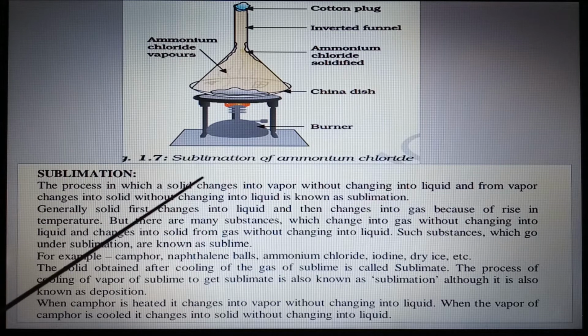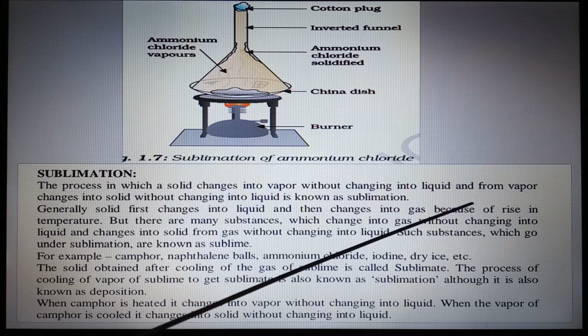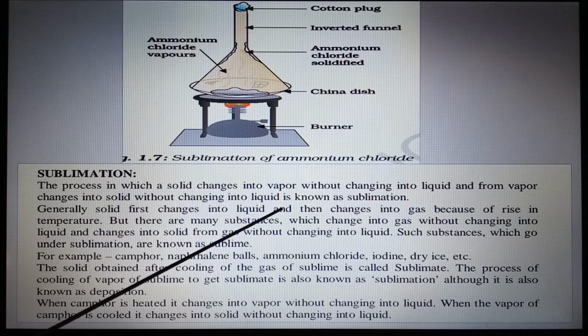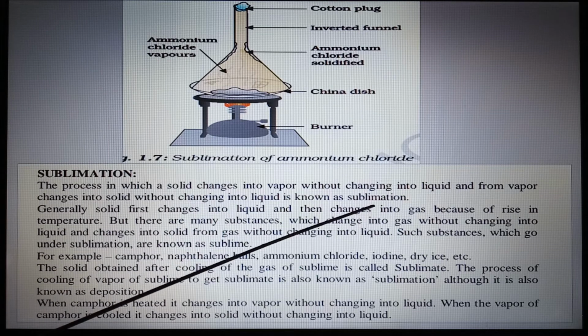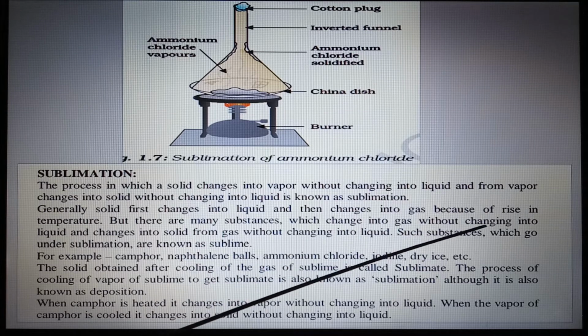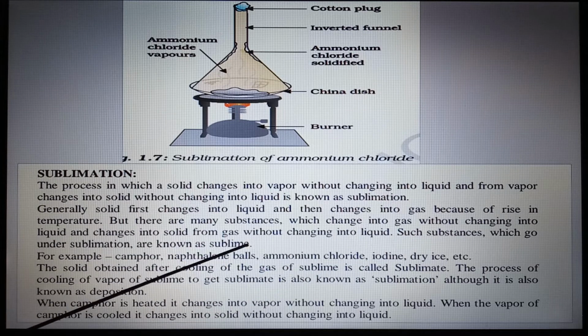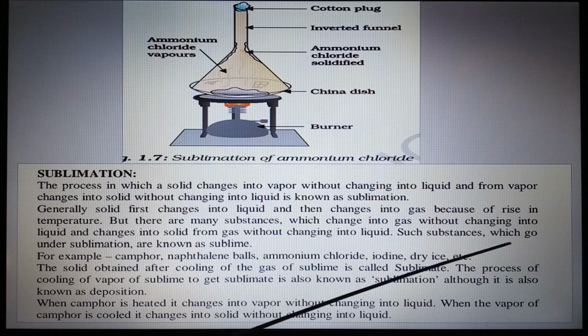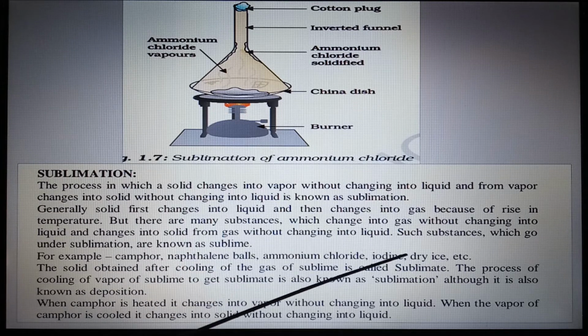Sublimation is the process in which a solid changes into vapor without changing into liquid, and vapor changes into solid without changing into liquid. Generally, a solid first changes into liquid and then into gas, as we know, because of a rise in temperature. But there are many substances which change into gas without changing into liquid, and change from gas into solid without changing into liquid. Such substances which undergo sublimation are known as sublime. For example, camphor, naphthalene balls, ammonium chloride, iodine, and dry ice, which is solid carbon dioxide.